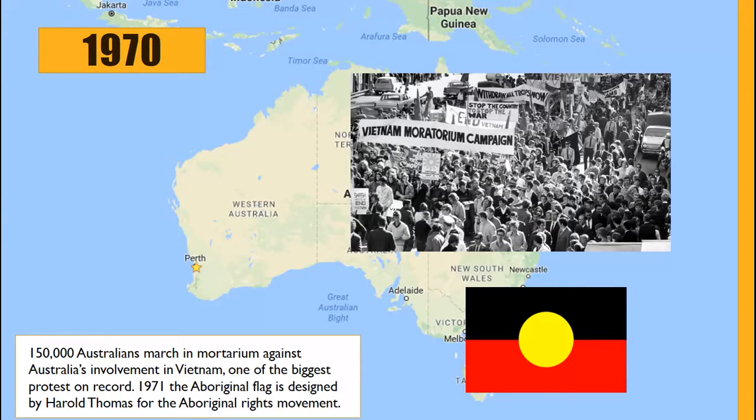In 1970, 150,000 Australians marched in the Moratorium against Australian involvement in Vietnam, one of the biggest protests on record. In 1971, the Aboriginal flag is designed by Harold Thomas for the Aboriginal rights movement.